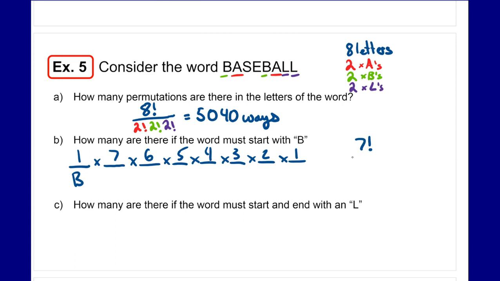But now what we have to take into consideration is, okay, of the letters that I'm arranging, do I have any that are identical? And in this case, we do. We have 2 A's still that we're going to be rearranging.